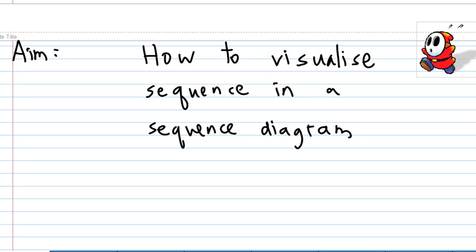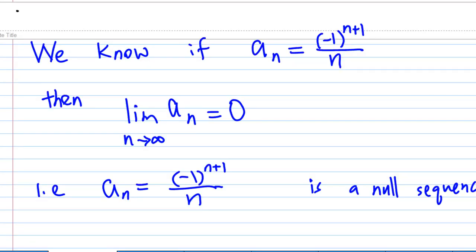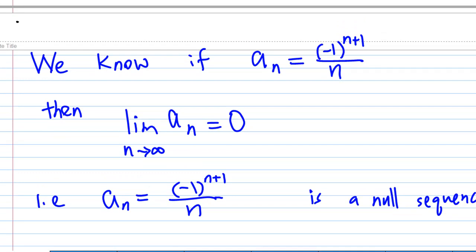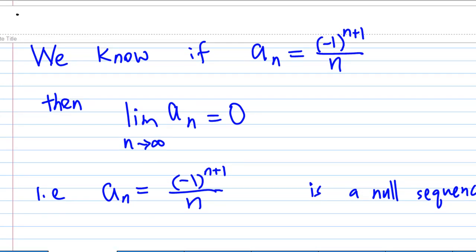This video will show you how to visualize a sequence in a sequence diagram. I will illustrate this sequence diagram by using a null sequence. Suppose we are given a null sequence a sub n equal to (-1)^(n+1)/n. The limit of a sub n when n approaches infinity is 0. That is why a sub n is a null sequence.